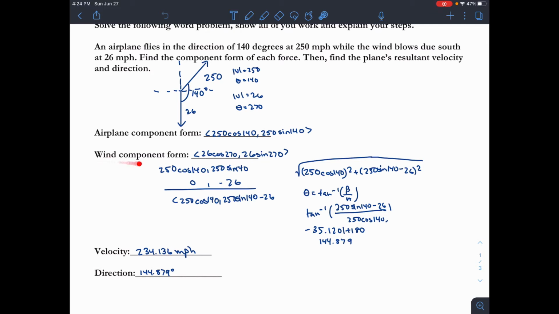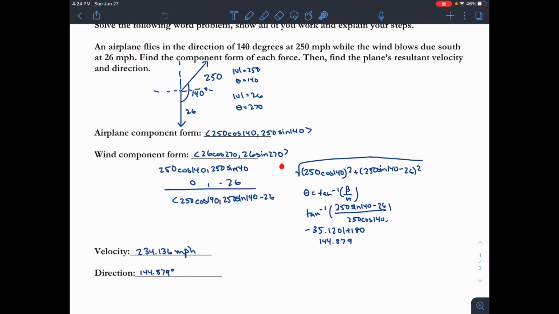Next, we need to do the wind component form. So we do the same thing. We do the magnitude of wind, 26, cosine because it's x, 270 because it's the degrees. Again, like 0, 90, 180, 270. And then the same thing for the y except with the sine. So in total we have 26 cosine 270, comma, 26 sine 270.